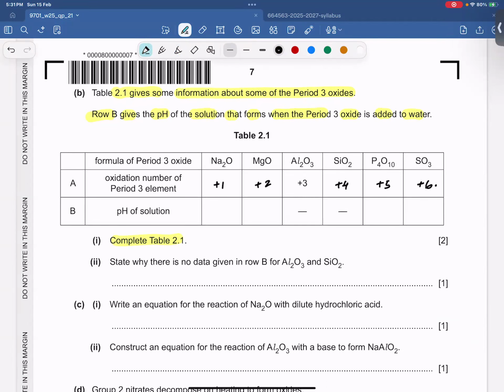Okay. pH of solutions, sodium oxide when dissolved in water will give you a strong alkaline solution of pH 14. Magnesium oxide gives a weak alkaline solution of pH 9. Aluminum oxide and silicon dioxide both are insoluble in water, so they will not show any sort of change in pH. P4O10 when dissolved in water will give you an acidic solution of pH 3 to 4. Similarly, sulfur trioxide, when dissolved in water, will turn to sulfuric acid. Sulfuric acid is a strong acid, so it will show you 2 to 3 pH. All right.